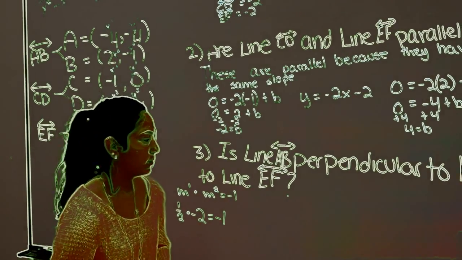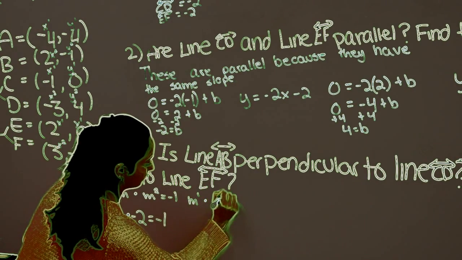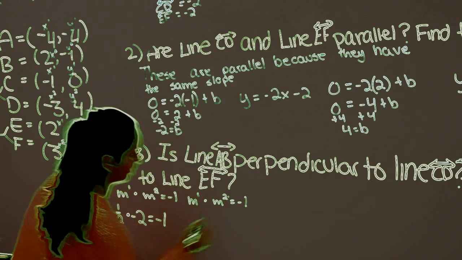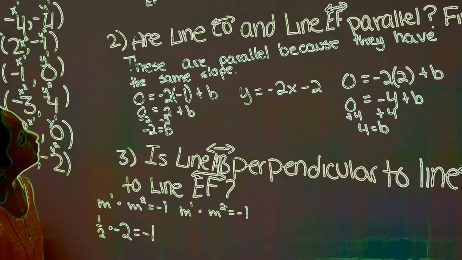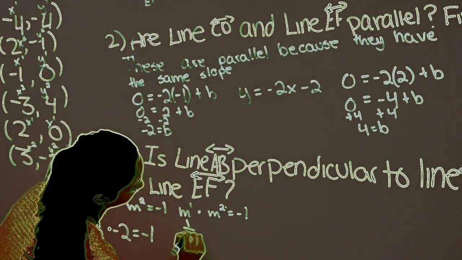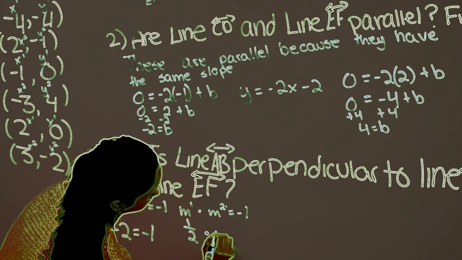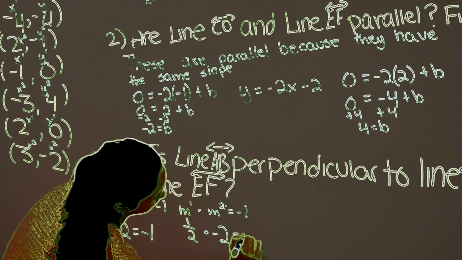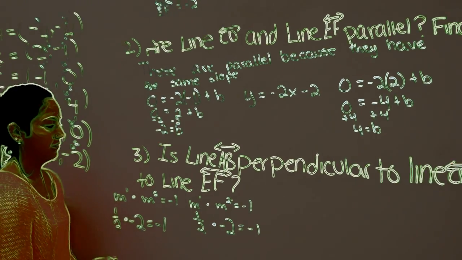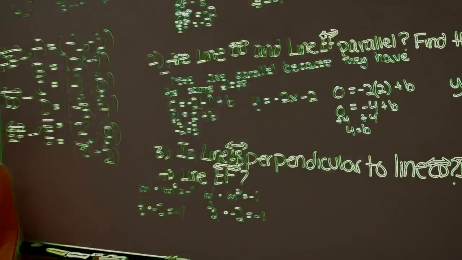Is line AB perpendicular to line EF? We'll do the same thing, so m1 times m2 has to equal -1. And m1 would be 1/2, and m2 would be -2, which equals -1. So these two lines are perpendicular.